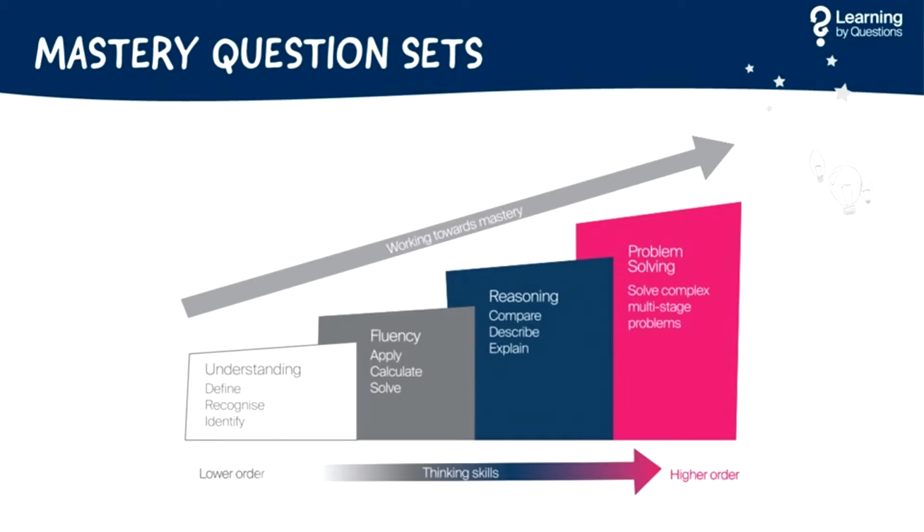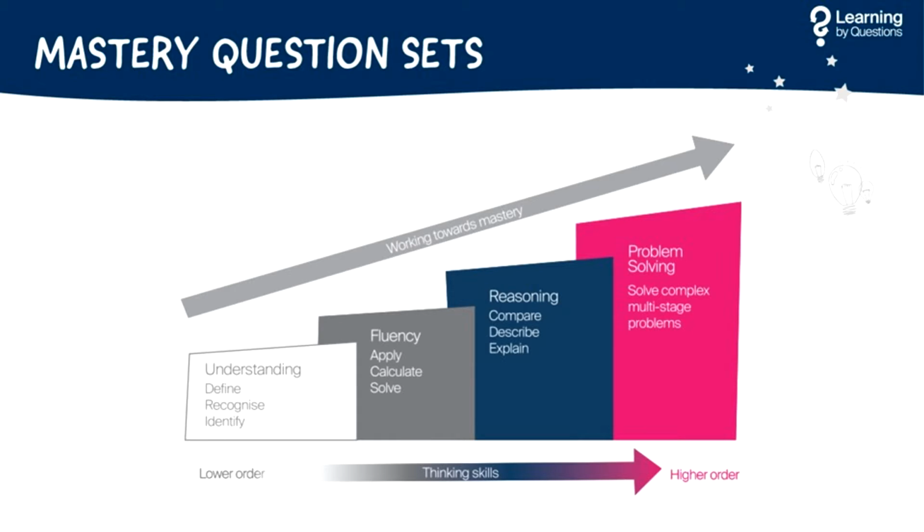Mastery question sets are designed to guide pupils through a topic from the straightforward to the complex. Each question set is structured to take pupils through a series of incremental steps, increasing in challenge. Pupils can therefore work through at their own pace, using the feedback to secure their knowledge, which promotes confidence and independence. This frees up the teacher's time and expertise within the classroom. Mastery question sets are made up of 4 levels: understanding, fluency, reasoning and problem solving.